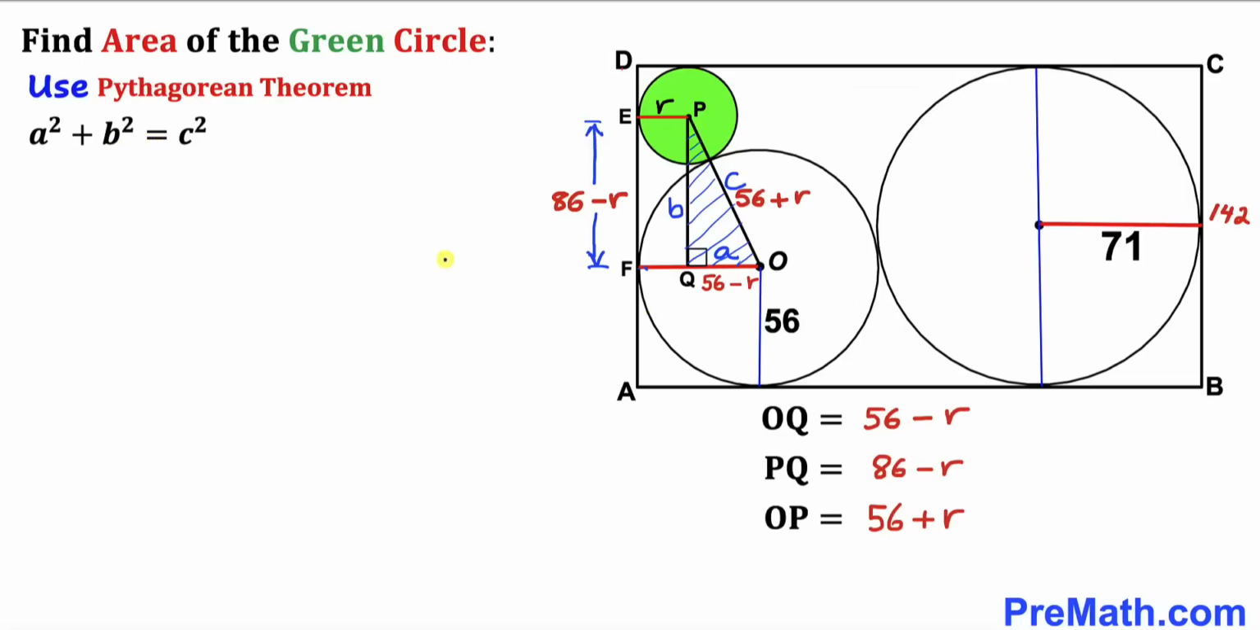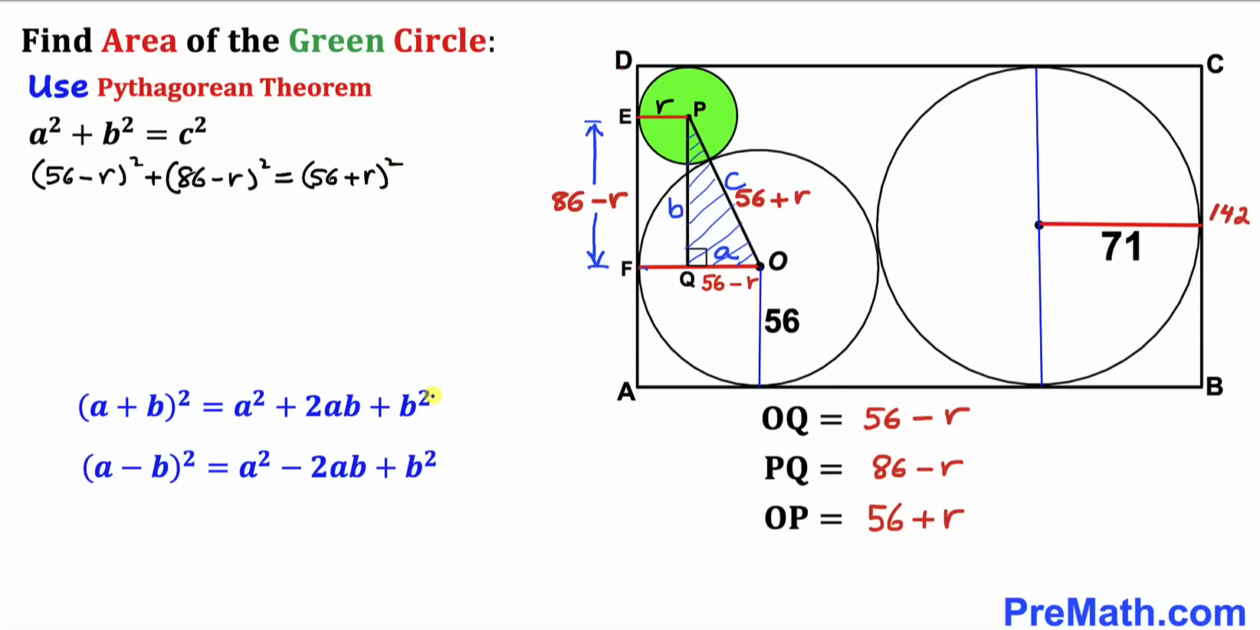A in our case is 56 minus R. So let me write down (56 minus R) whole square, plus B in our case is (86 minus R) whole square, equal to C in our case is (56 plus R) whole square. And now we are going to solve this equation to find the value of radius r.